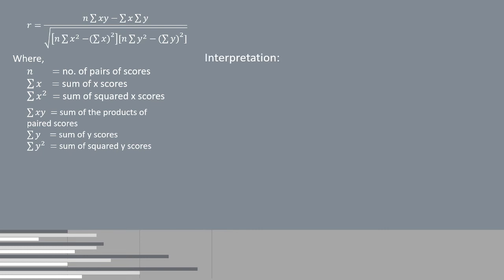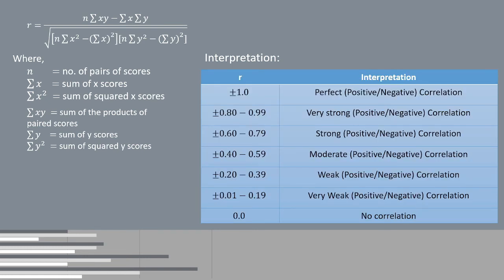Now let's have the interpretation. If the value of r is positive or negative 1.0, the correlation is perfect. If it is positive or negative 0.80 to 0.99, the correlation is very strong. If it is 0.60 to 0.79, the correlation is strong. And so on until there is no correlation. Now let's proceed to the example.